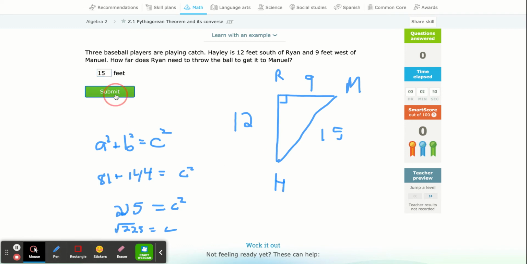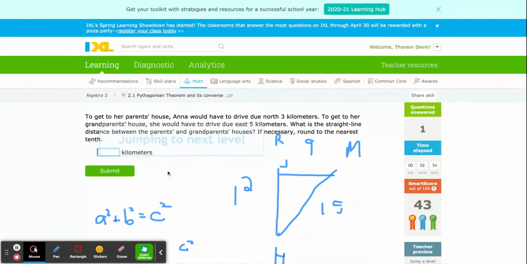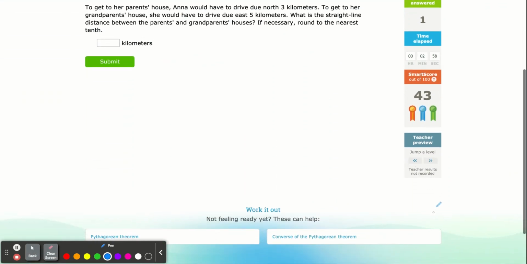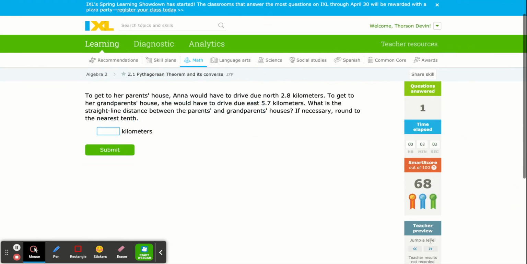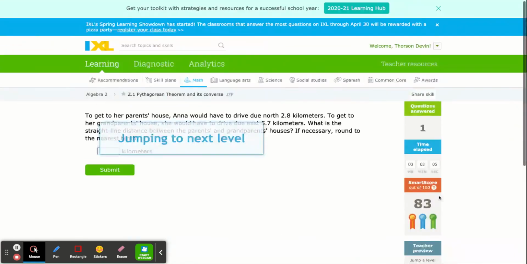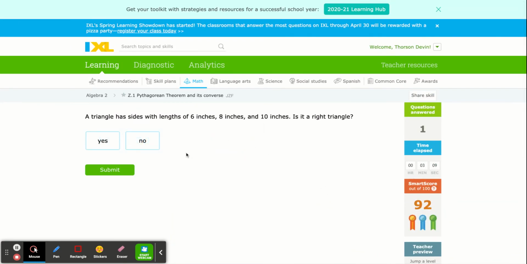The last thing I want to say is, if you get all the way up into the 90s, let me really quickly clear a screen. If you get all the way up to the 90s, that's when you do the converse. What it does is say, hey, we have a 6-inch, an 8-inch, and a 10-inch side of a triangle. Is it a right triangle?